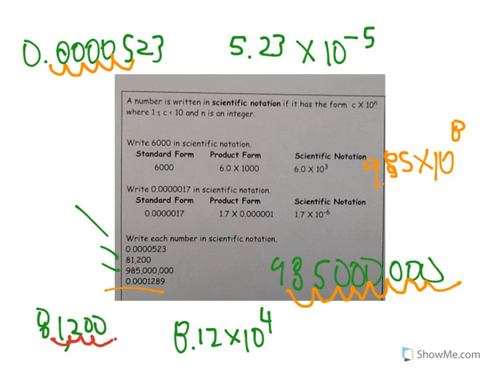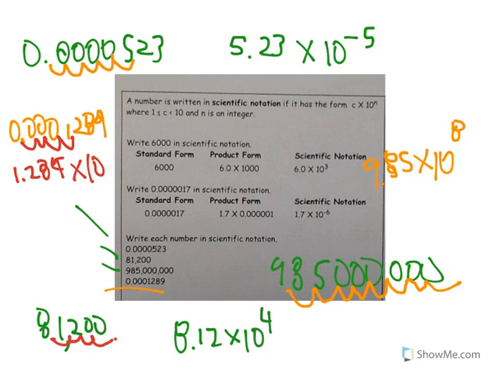And I'll do that last one, 0.001289, and I have to stop when I go 1, 2, 3, 4. I have to stop at that point because 1.289 is between 1 and 10. So it's going to be 1.289 times 10 to the, and I moved over 1, 2, 3, 4, 4 spaces to the right. So it's like that.